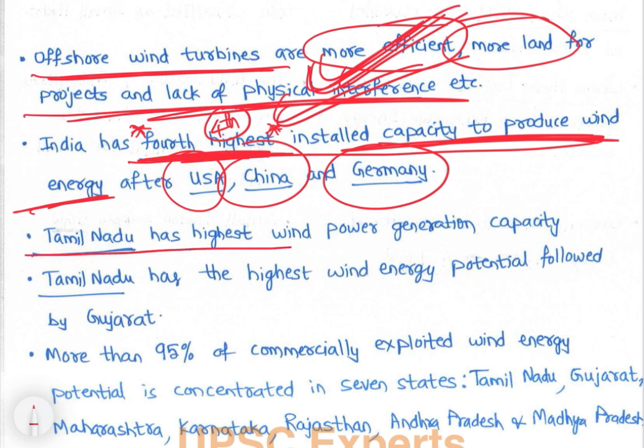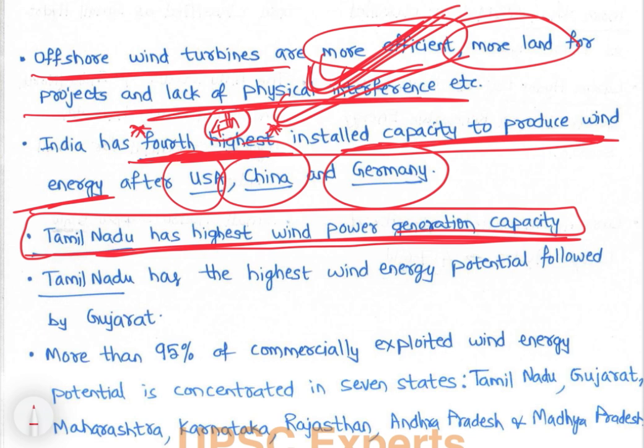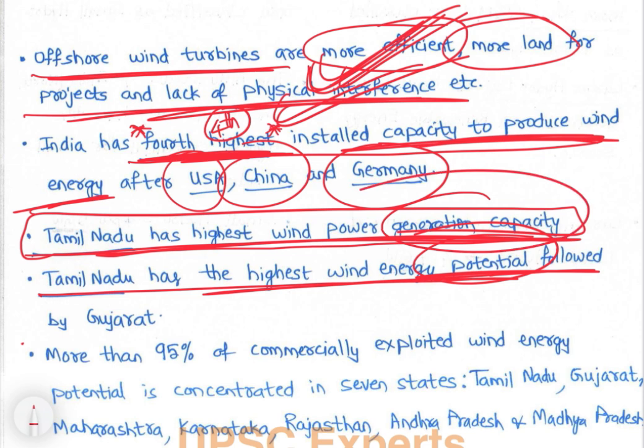Then Tamil Nadu has the highest wind power generation capacity, right? And Tamil Nadu has the highest wind energy potential. Potential is also there and generation is also happening there. And followed by Gujarat. Gujarat also has huge wind energy potential, right?